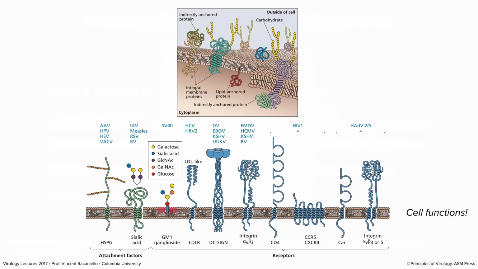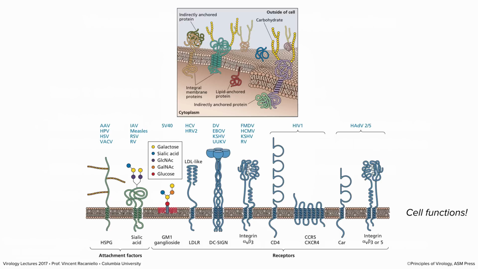Now, at the top of this slide is a picture of a generic plasma membrane in a eukaryotic cell. As you know, it is a lipid bilayer that keeps things out and keeps things in the cell, and it has to have pumps and so forth to get things in and out. Embedded in that lipid bilayer are various proteins.